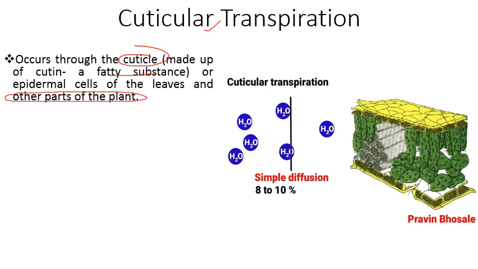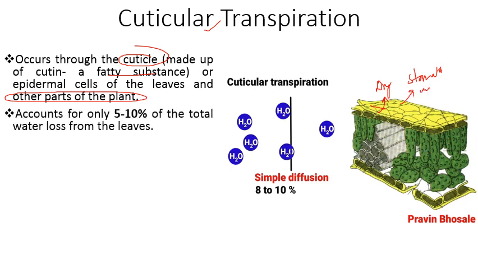तो जहाँ पे cuticle की deposition कम होती है वहाँ से भी transpiration हो सकती है, और जब days dry होते हैं and stomata are closed, so maximum transpiration occurs through the cuticular surface. So it accounts for only 5 to 10% of the total water loss from the leaves. So 5 से 10% जो loss होता है पानी का leaves के through, that is through this transpiration that is called cuticular transpiration, and it occurs through this simple diffusion process.